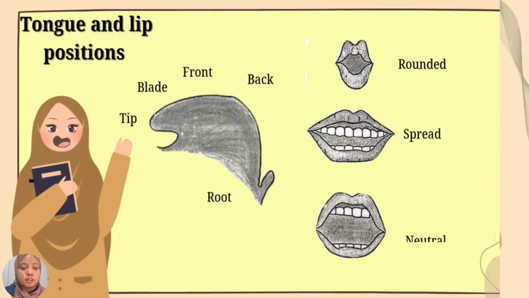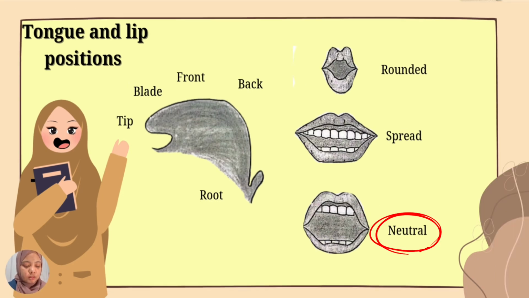And there are three positions of the lips. First is rounded. When we pronounce certain vowels, our lips may be rounded. Two is spread. In this position, the corners of the lips are moved away from each other. Third is neutral. The lips are said to be in a neutral position when they are not rounded or spread.